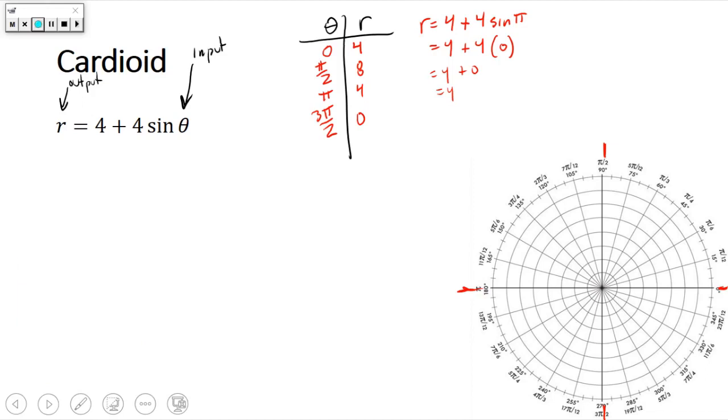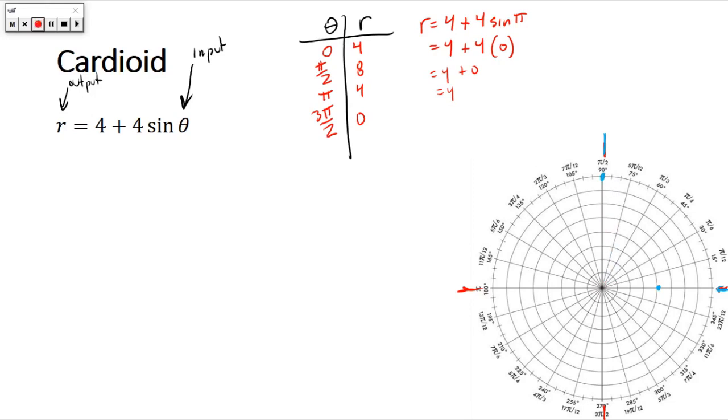So for the first point, we're looking at 0, and we're going 4 in that direction. Okay, so we have a point right here. The second point is pi over 2. So we're looking at pi over 2, and we're going 8 in that direction. That's, I believe, 8 is all the way at the top. I think. 1, 2, 3, 4, 5.